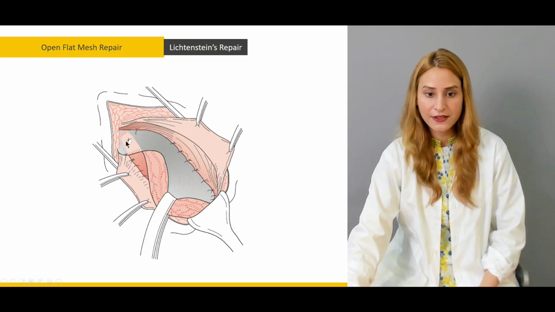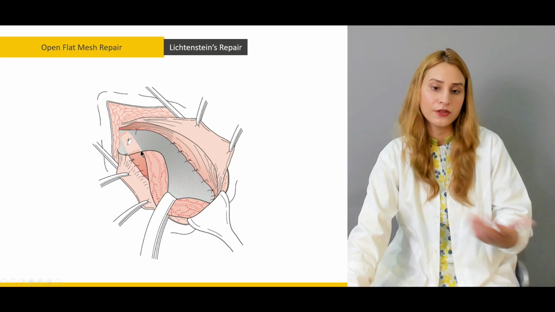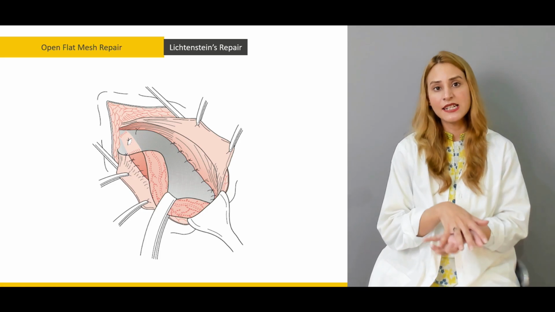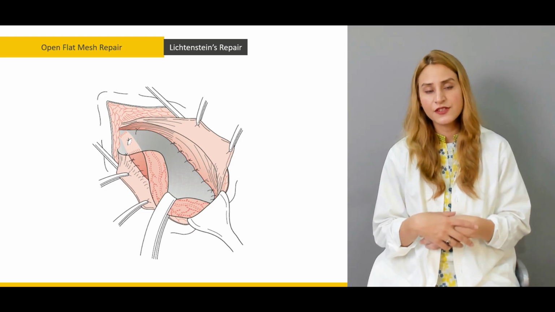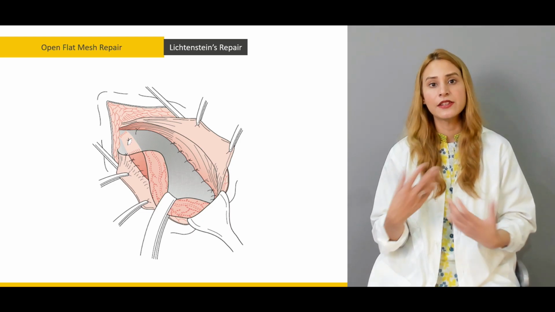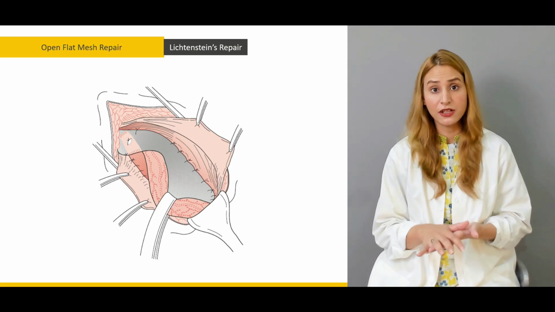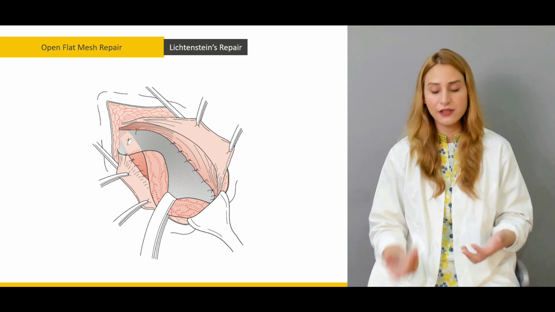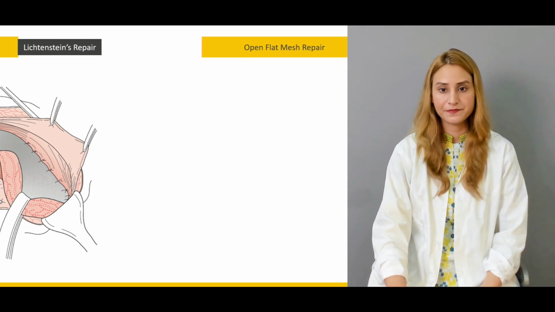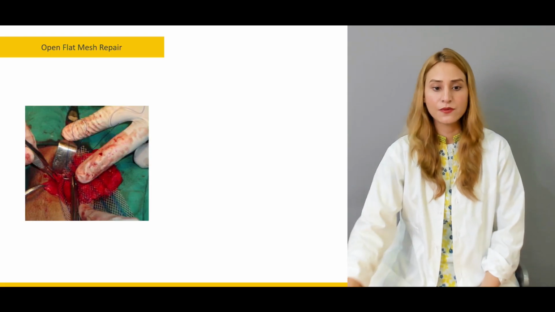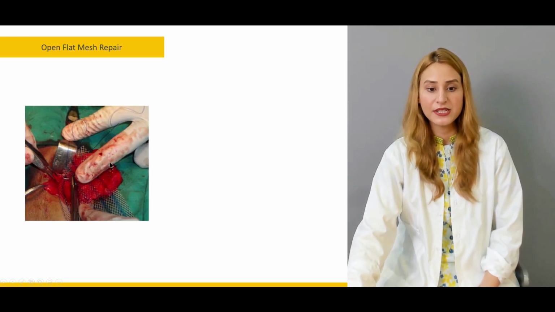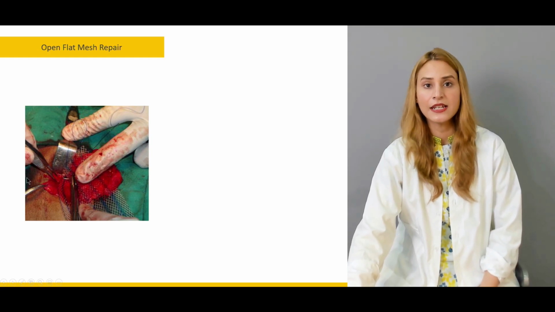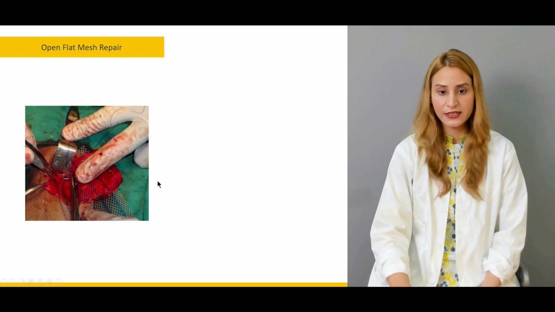You can see here the defect was closed, and now the mesh is being placed over that. The mesh will stick down, and there will be fibrosis as well, and better wound healing. The defect will be closed because the mesh provides strength to the wall, and there will be a low recurrence rate. This is the type of mesh we usually put here, and we suture the mesh to the conjoint tendon and the inguinal ligament as well.